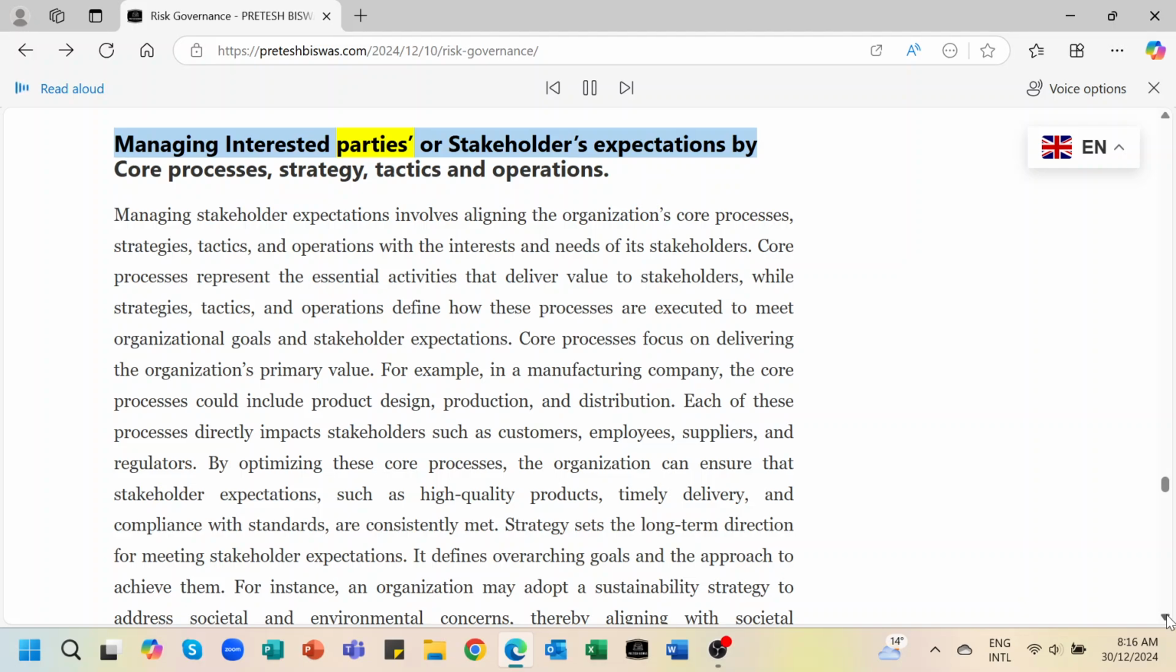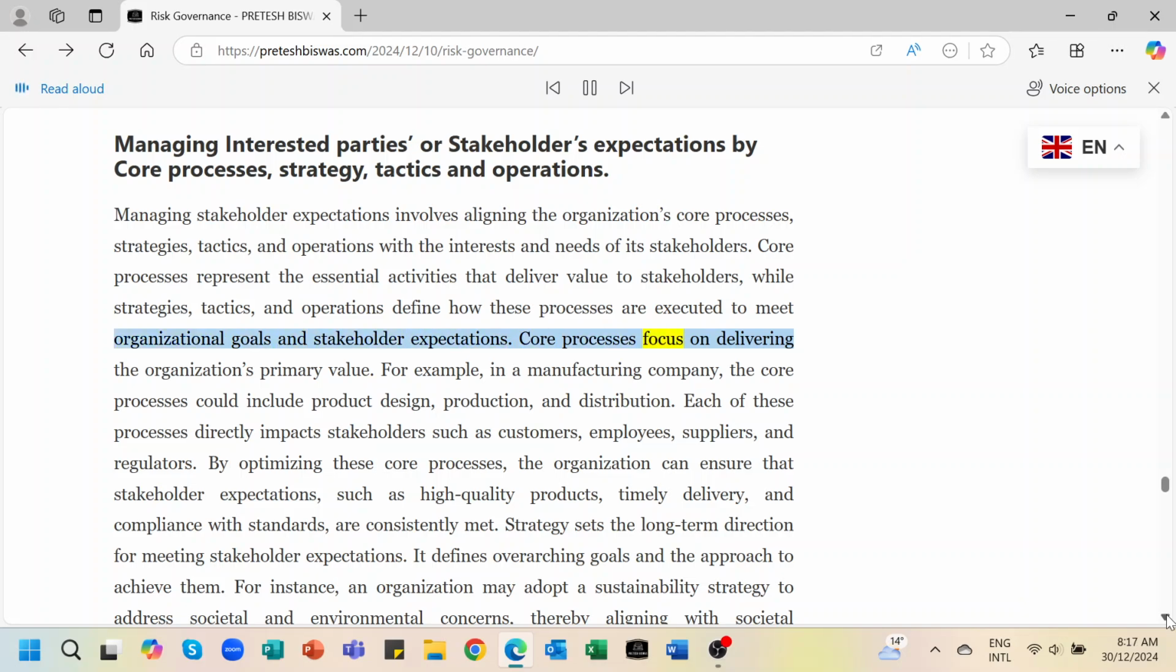Managing interested parties or stakeholders' expectations by core processes, strategy, tactics, and operations. Managing stakeholder expectations involves aligning the organization's core processes, strategies, tactics, and operations with the interests and needs of its stakeholders. Core processes represent the essential activities that deliver value to stakeholders, while strategies, tactics, and operations define how these processes are executed to meet organizational goals and stakeholder expectations.